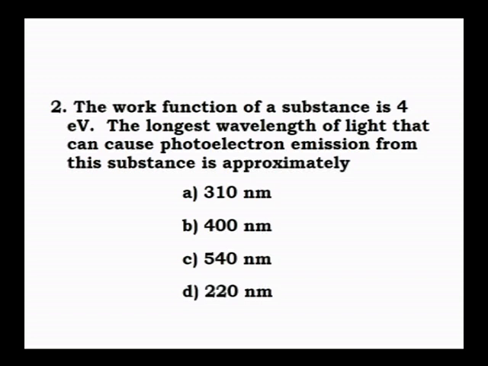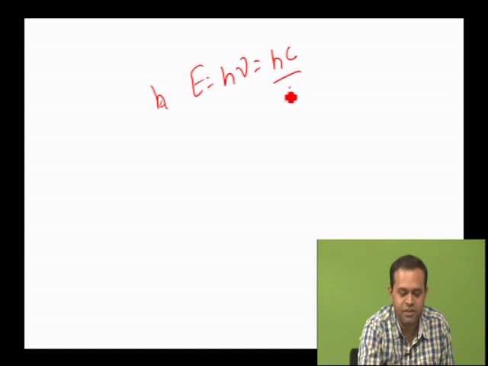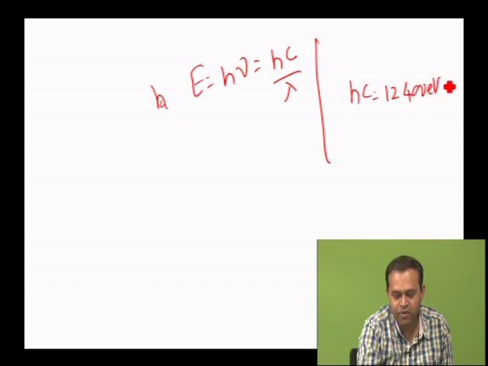Okay, now this is important. You know that the energy of a photon is E is equal to h nu. In terms of wavelength, it is h into c divided by lambda. Now, the value of hc will be 12,400 electron volt angstrom.